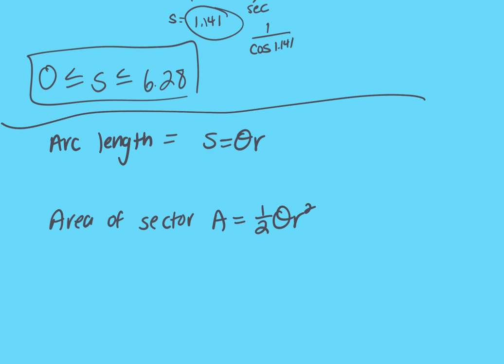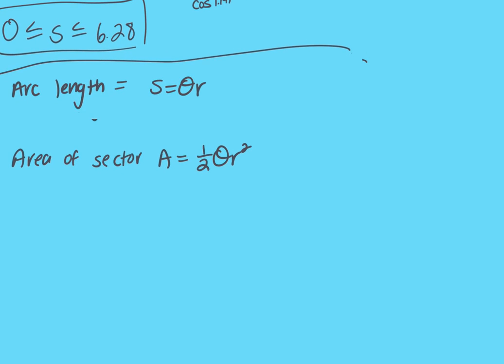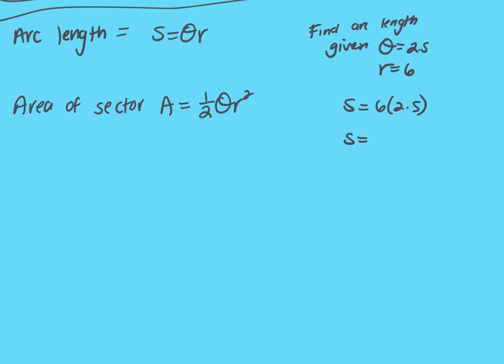You are going to get these in different ways though. It might not just ask for your arc length. Like it could say, find the length given theta is 2.5 and r is 6. Super easy. Literally multiply those together. What's that? 19.